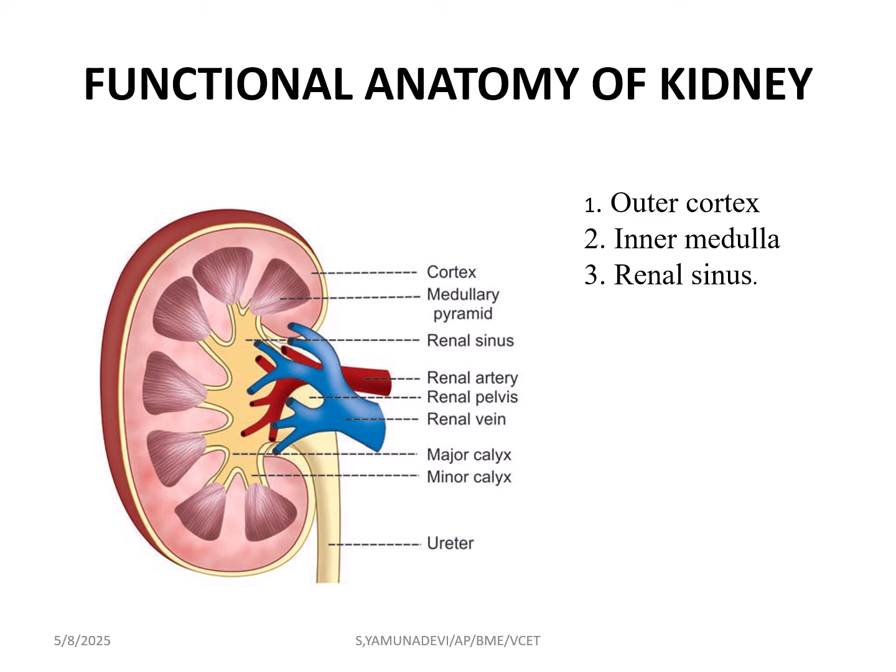The cross-sectional view of the anatomy is like this. It has an outer cortex, an inner medulla, and a renal sinus. This outer cortex is a spongy layer, and the inner medulla has medullary pyramids, and the inner renal sinus has arteries, pelvis, and veins, and it also has a major calyx and minor calyx.